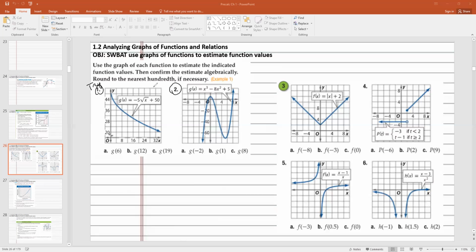So first you want to estimate. Just look at it. What does it look like? Notice that it's scaled 2, 4, 6, 8, 10. So our values are scaled. And if you're wondering how you know it's scaled, it's because this is the second marking from the y-axis, and that's a 4. So 4 divided by 2 is 2. So scaled by 2.